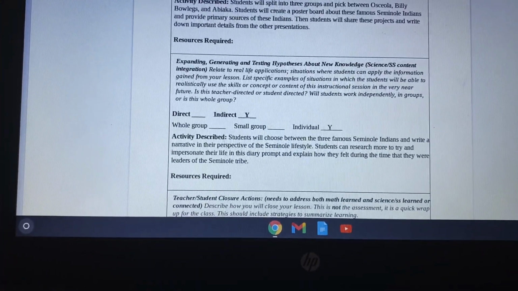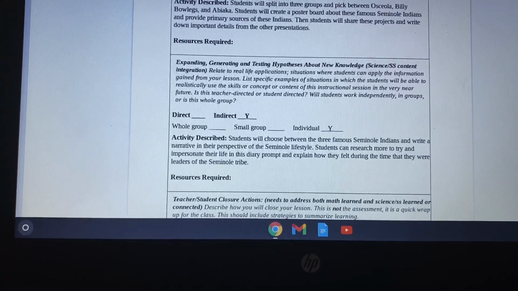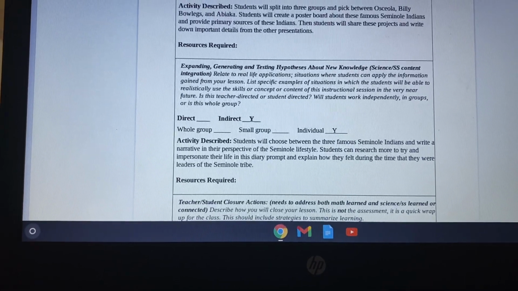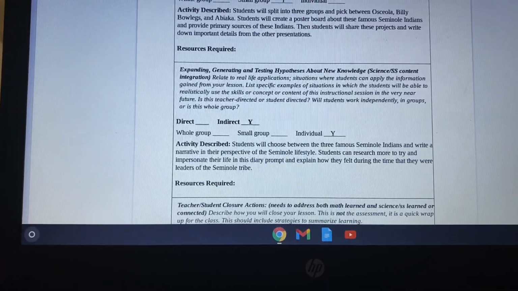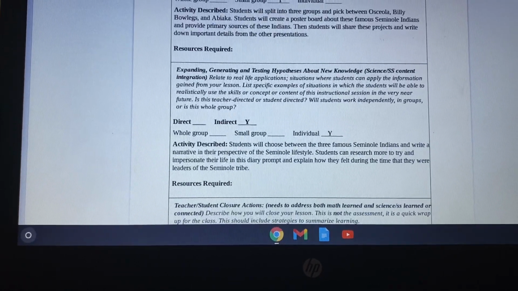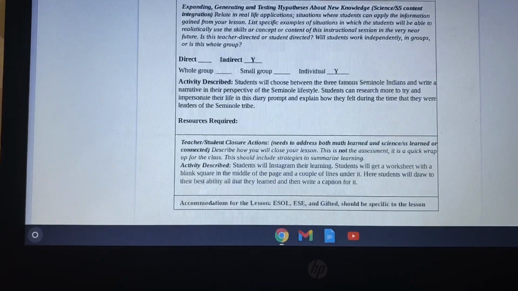And for expanding, generating, and testing, I said indirect and it was individual. Students will choose between the 3 famous Seminole Indians and write a narrative from their perspective of the Seminole lifestyle. Students can research more to try and impersonate their life in this diary prompt and explain how they felt during the time they were leaders of the Seminole tribe.